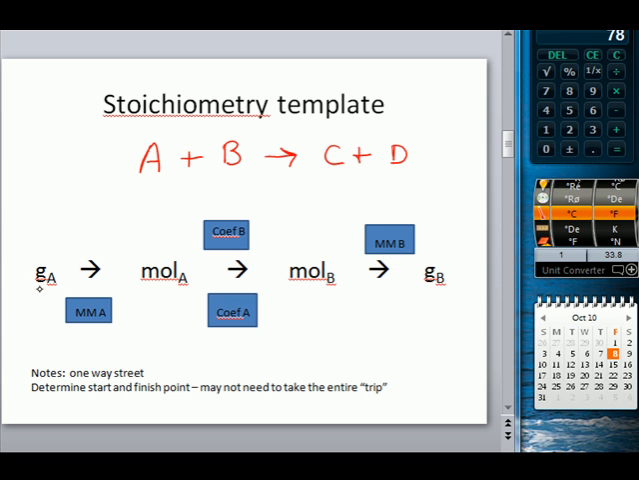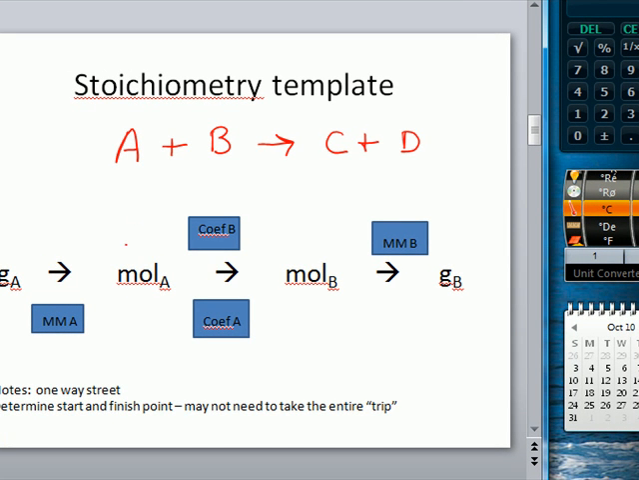We can start with either grams or moles of one substance. It could be A, B, C, or D, doesn't matter which one. We use the molar mass to convert it into moles. We use the ratio of the coefficients in the balanced equation. For example, this might be 2, 1, 3, 4. We use those coefficients to convert from moles into moles, and then we use the molar mass to convert back to grams again. Again, this is a one-way street.